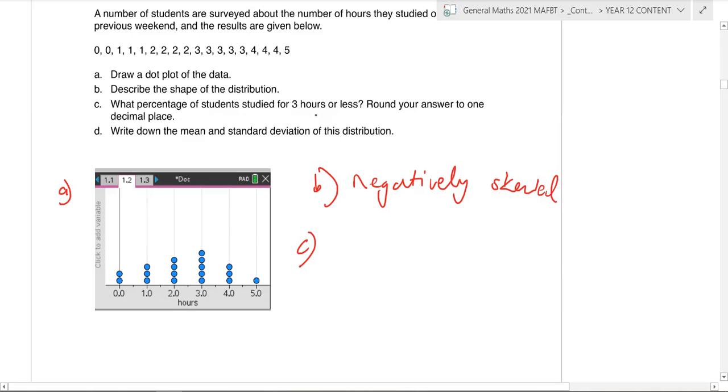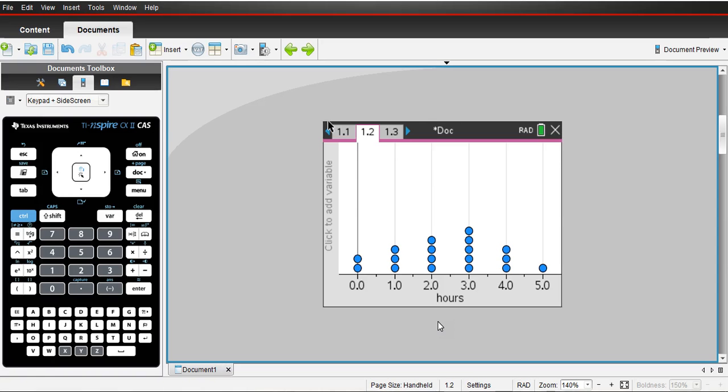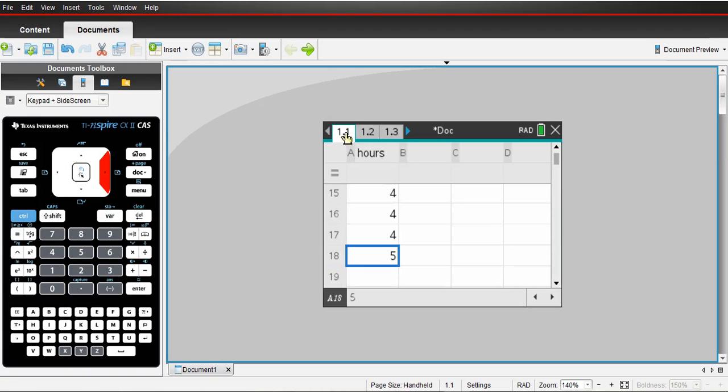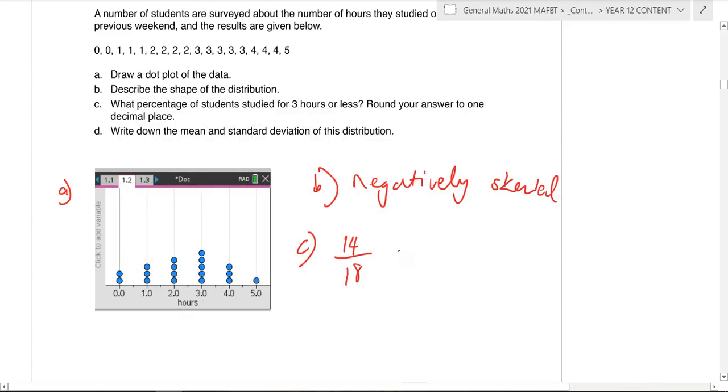All right, part C. What percentage of the students study for 3 hours or less? Okay, so it's 3 or less. So that means you're looking at these dots here. So that would be 1, 2, 5. 9 plus 5 is 14 students out of how many? 14 plus another 4 is 18. And just to double check that you have 18 numbers. Yes, so we have 18 numbers. So 14 out of 18.